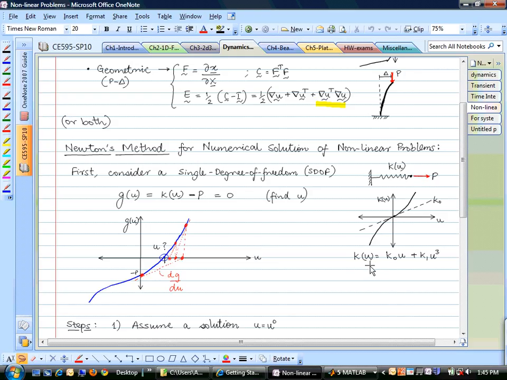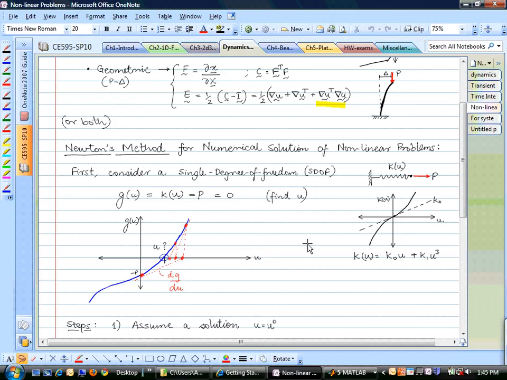So we say that if you stretch it by U, the resisting force that develops in the spring is given by K naught times U plus K1 times U cube. So this is clearly nonlinear. If it was a linear spring, this term would not be there. It would just be K naught times U. So the equivalent linear spring has this slope K naught that I've shown with the dotted line.